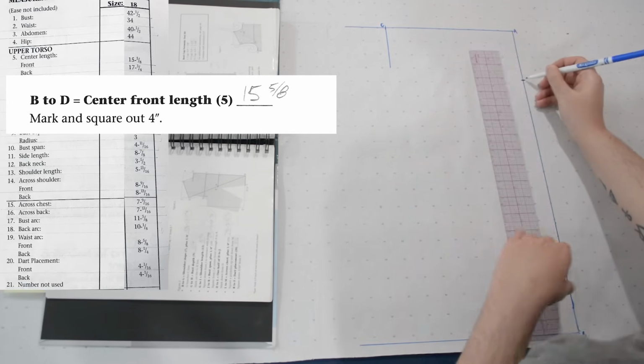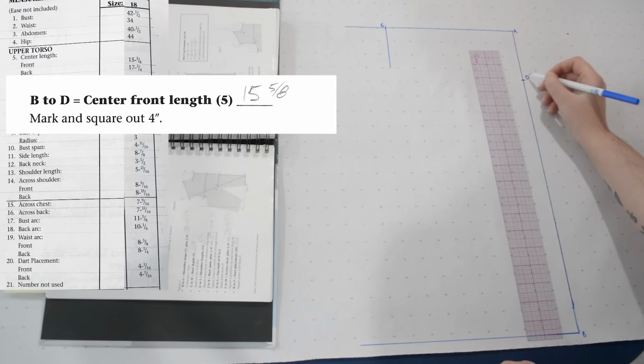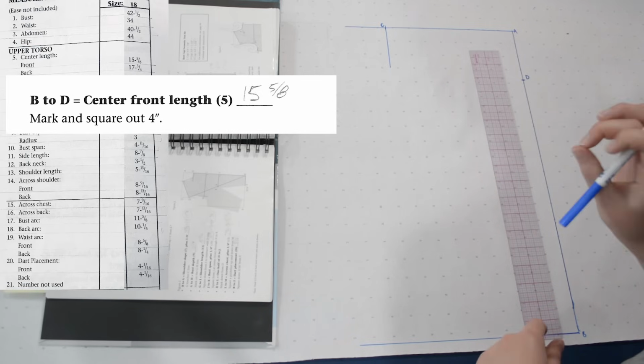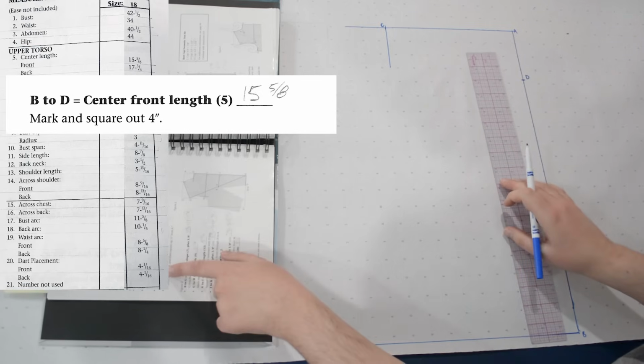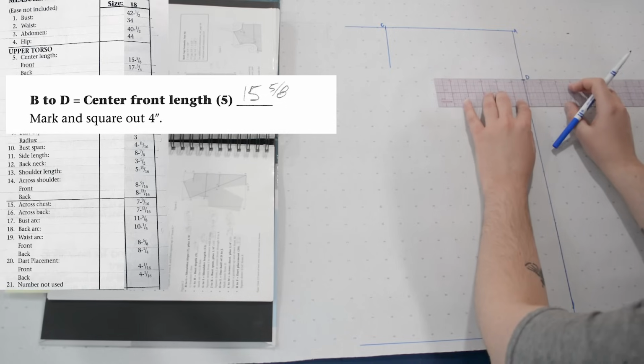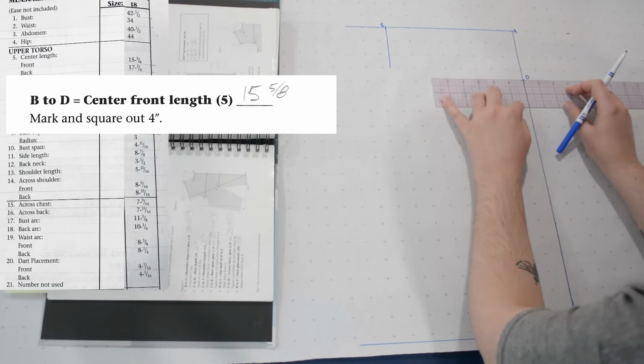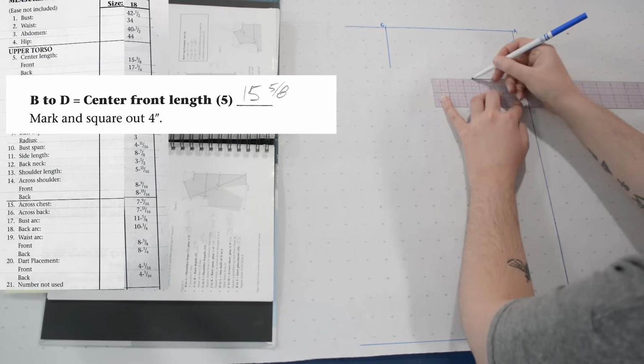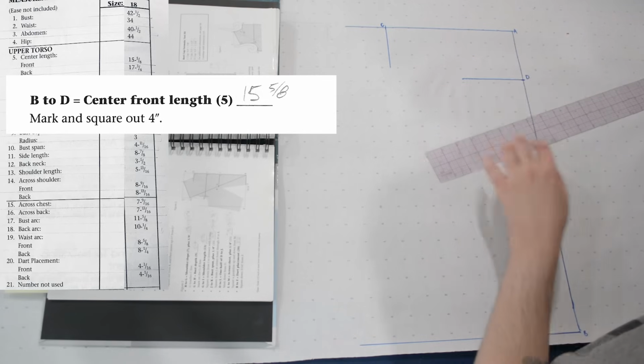5/8. So this is going to be D. You can see with the width of my marker how this is very imprecise. You would want to use pencil because it's going to be a much finer point for you. And then square out 4 inches from D. So I'm going to come in here and I'm going to square out 1, 2, 3, 4 inches from D.